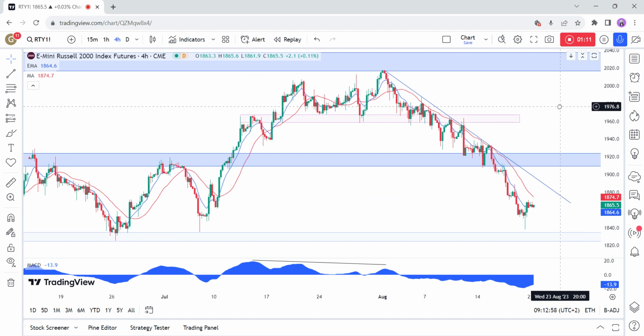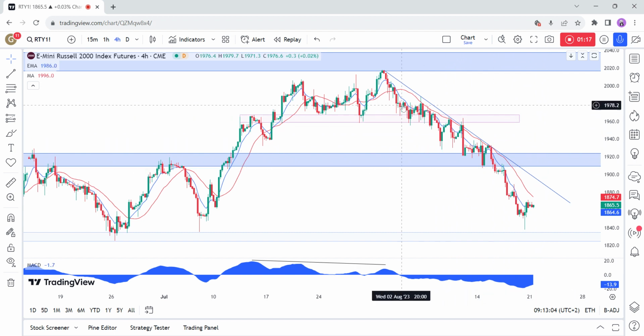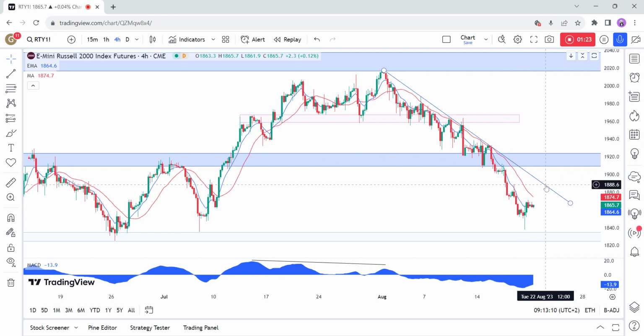Drilling down to the 4-hour chart, we can see that we have a strong downward trend line here that acted as resistance almost perfectly on many occasions. If we get a bigger pullback, the sellers will be leaning on the trend line again with a fine risk above it and target a break below the 1820 support zone.